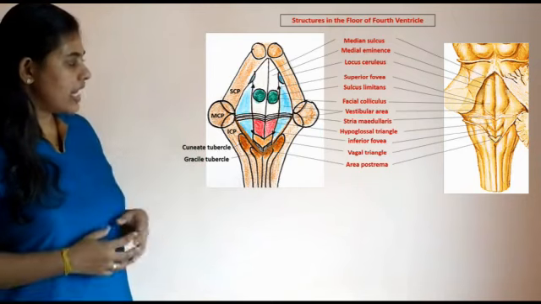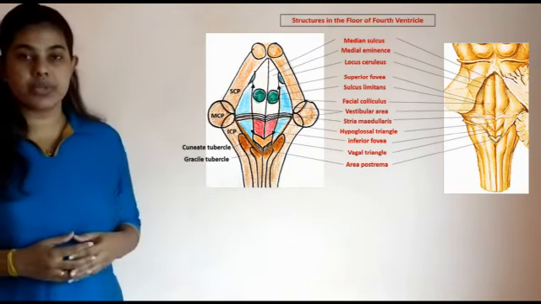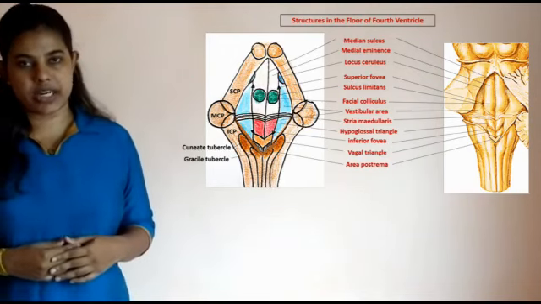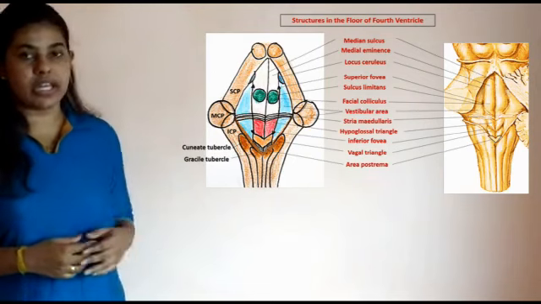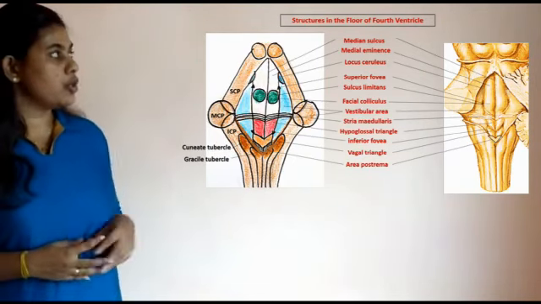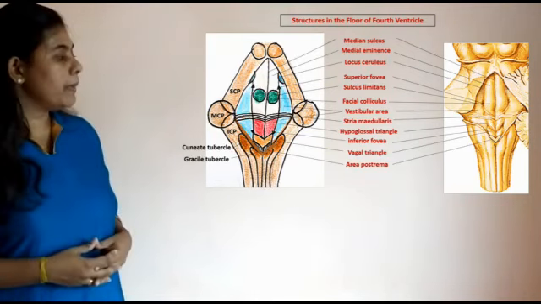You can see the widest part of the floor. The floor is transversely crossed by white fibers. They are called the medullary striae. By the medullary striae, the floor is divided into two triangles. The upper one is bigger than the lower one.